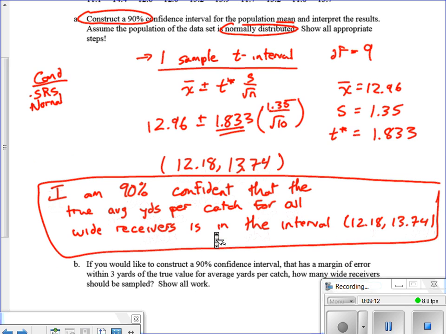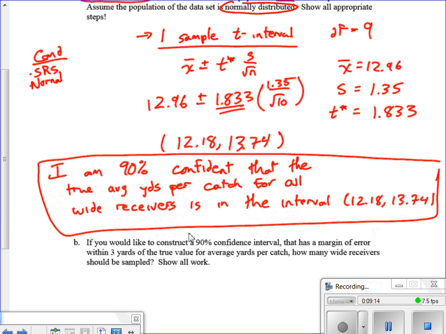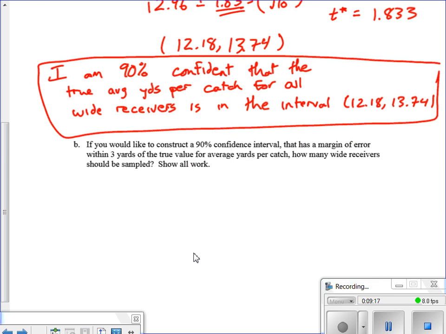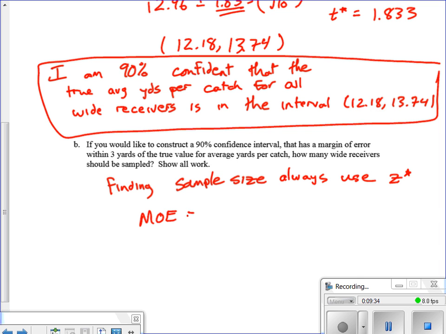Now, if we would like to create a 90% confidence interval that has a margin of error of 3 yards, this is just sample size. When you're finding sample size, always use z star, which is the bottom row of that table, every time. So with means, the margin of error is equal to z star times sigma over the square root of n. We don't know sigma, so we're going to have to use s. Go to the table. We realize the z star is 2.576.